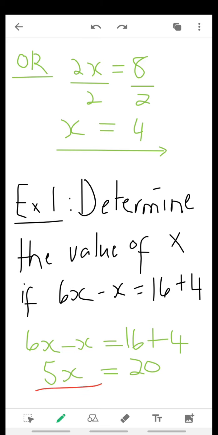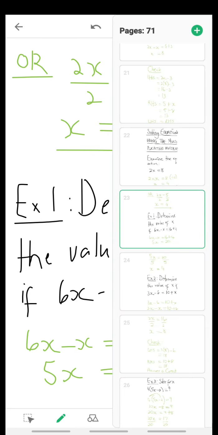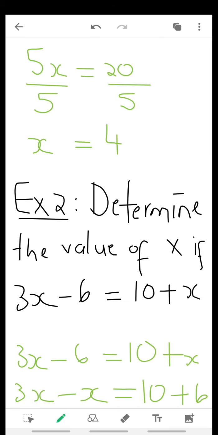Now remember 5x is the same as 5 times x. So for me to get rid of the 5 in order to get x alone, it means I will divide, because the opposite of multiplication is division. Okay, so let's do that. I'm dividing both sides, on the left and on the right, by 5. So the 5 and the 5 cancel. I'm left with x. And then also 20 divided by 5, the answer is 4. So the value of x is equal to 4.